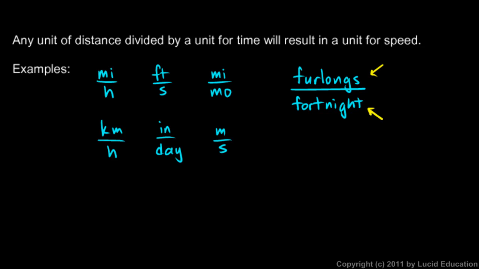So furlongs per fortnight would be distance per time. That would be a measurement of speed. I've never heard anybody use that before, furlongs per fortnight, but that would be a measurement of speed. In fact, any unit of distance divided by a unit of time will result in a unit for speed.